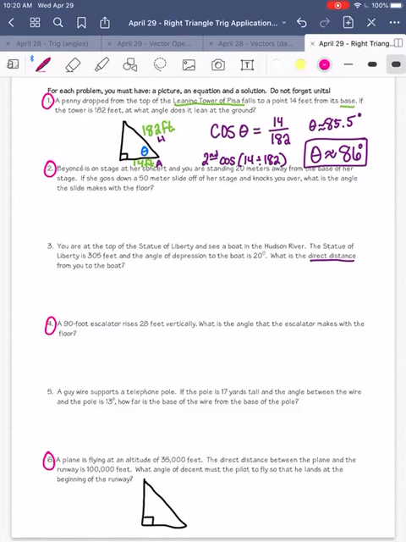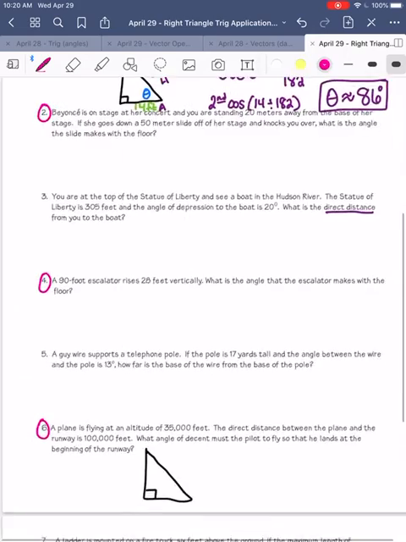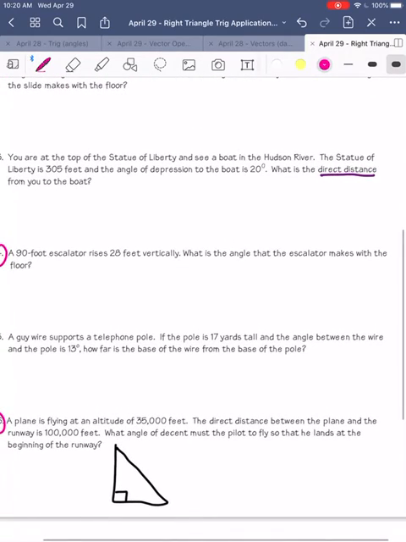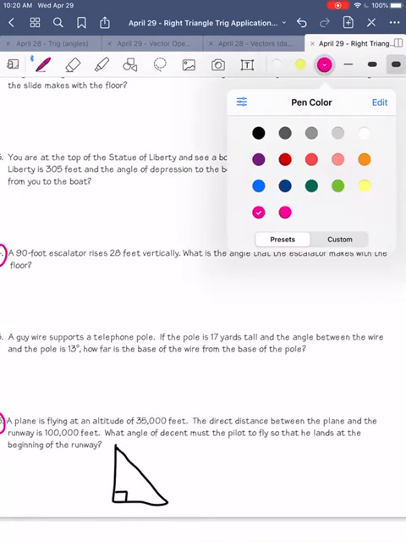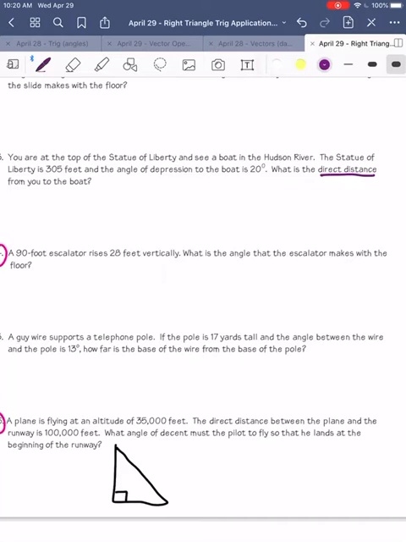Now let's look at number 6. It says a plane flying at an altitude of 35,000 feet. Let's first start with altitude. Remember, it's another word for height, so it goes here. The direct distance between the plane and the runway is 100,000 feet. Remember, direct distance is hypotenuse. And it says, what angle of descent must the pilot fly?